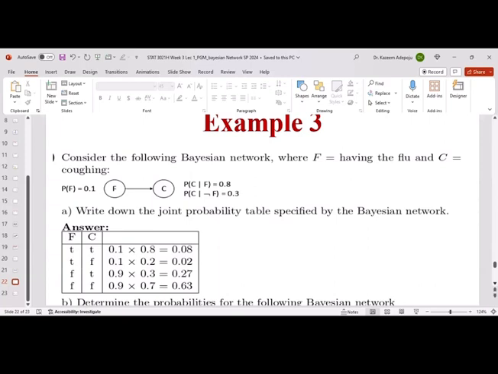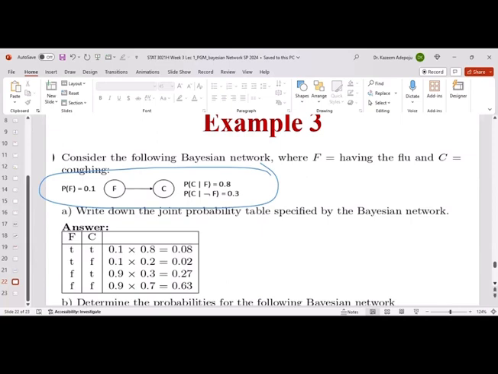They could have something else. But this is a very simple structure. Take a look at this structure. What is the probability of having a flu in general? It is 10%. Having a flu here is a parent. Okay, sorry, it's a child.